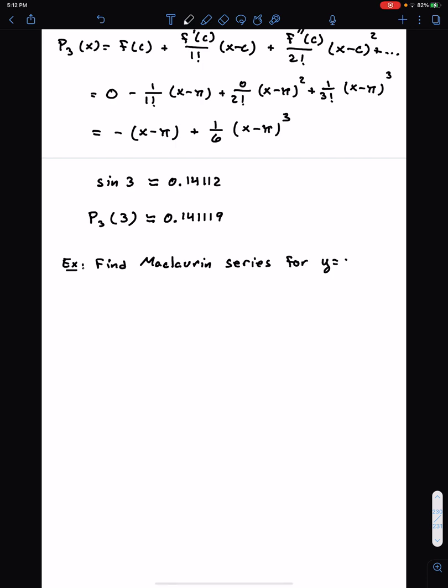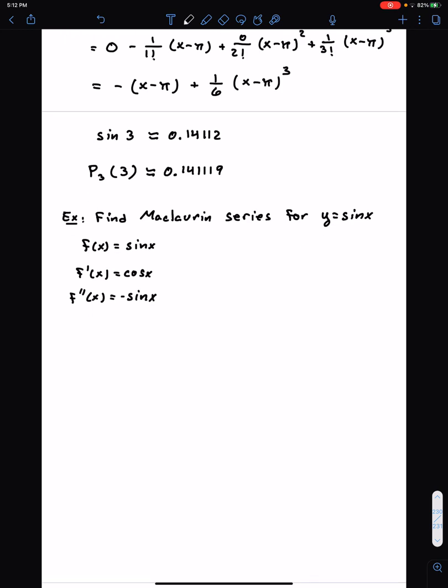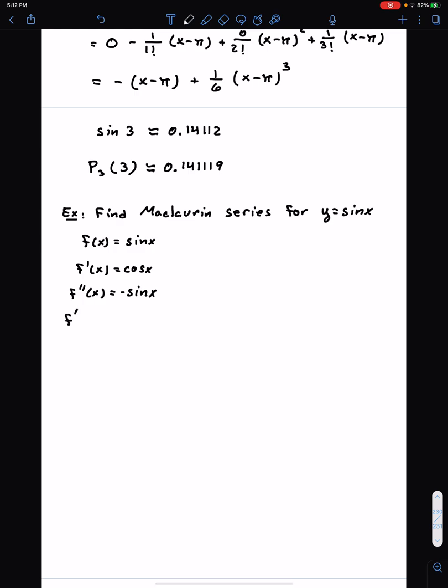Find a Maclaurin series for y equals sine of x. So the function is sine of x. The first derivative is cosine x. The second derivative is negative sine x. The third derivative is negative cosine x. The fourth derivative is sine x.